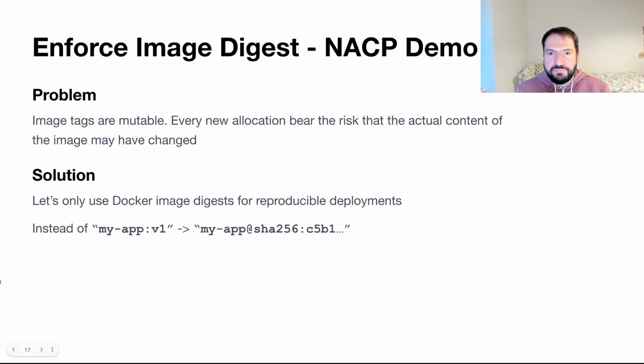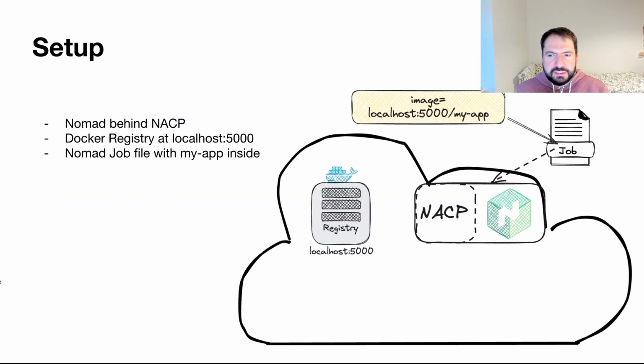To get back to the problem of enforcing image digests, where we said we want to use a digest instead of tags, I prepared a small setup. I'm running a little Nomad cluster on my machine. And in front of the API, I'm running my Nomad Admission Control Proxy. And in my cloud, there's already a Docker registry deployed where I'm going to push an image to, and then later on submit a job file, which then tries to run my image.